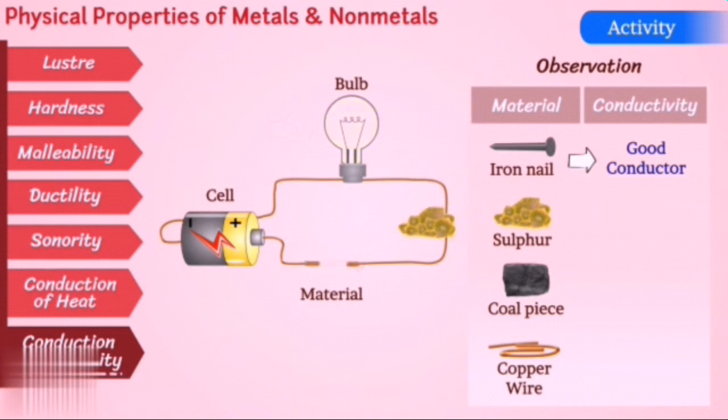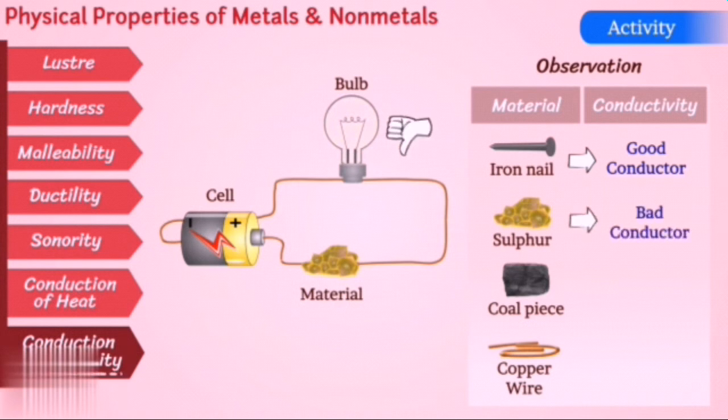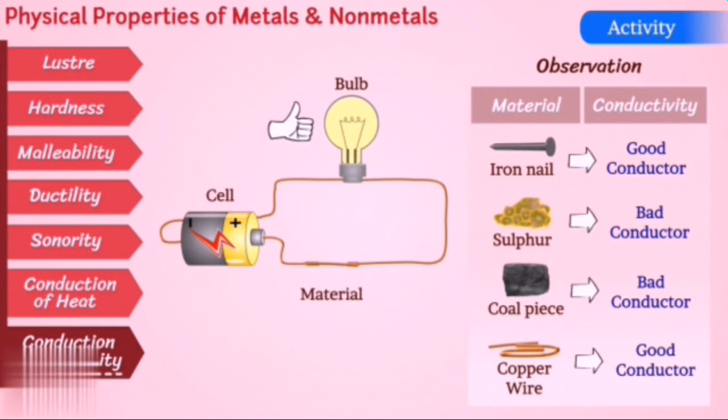Sulfur. The bulb doesn't glow, that means it is a bad conductor. Coal piece. It is also a bad conductor. Copper wire. It is a good conductor. From this activity, we can confirm that metals are good conductors of electricity, but non-metals are bad conductor of electricity.